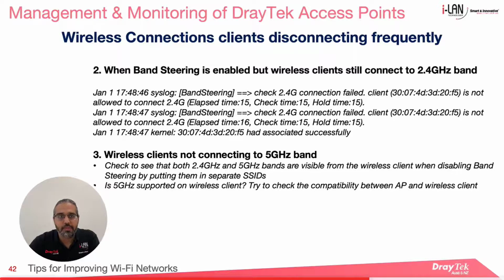When we find that wireless clients are not connecting to the 5 GHz band, we can check that both the 2.4 and 5 GHz bands are visible from the wireless client when disabling band steering by putting them in separate SSIDs. Also check that 5 GHz is supported on the wireless client and check the compatibility between AP and wireless client.